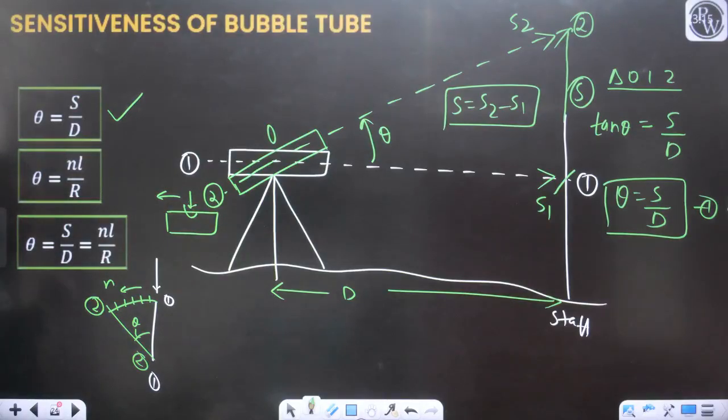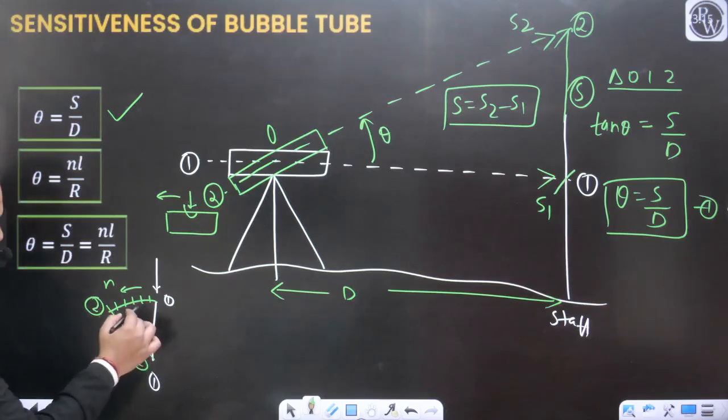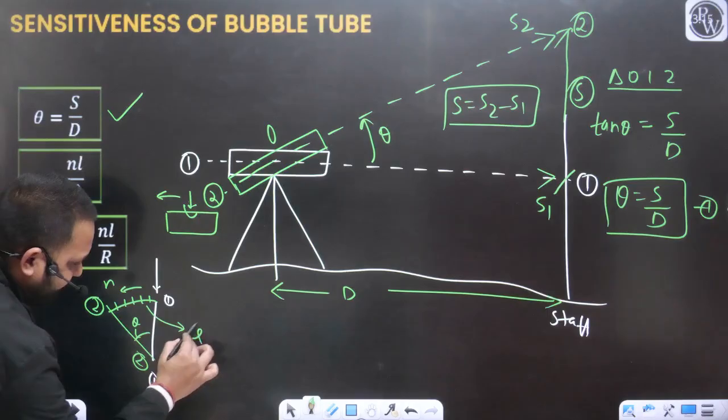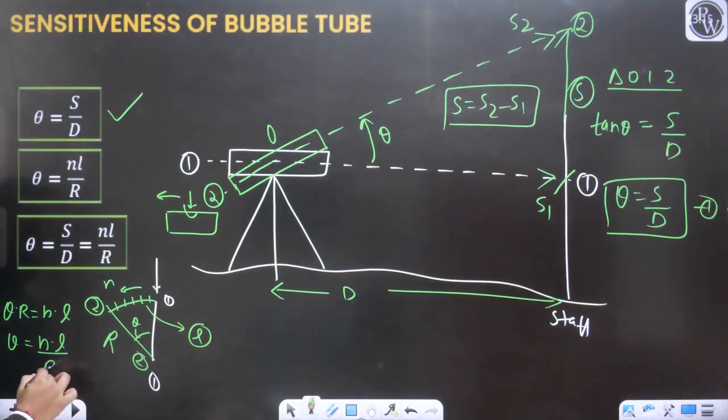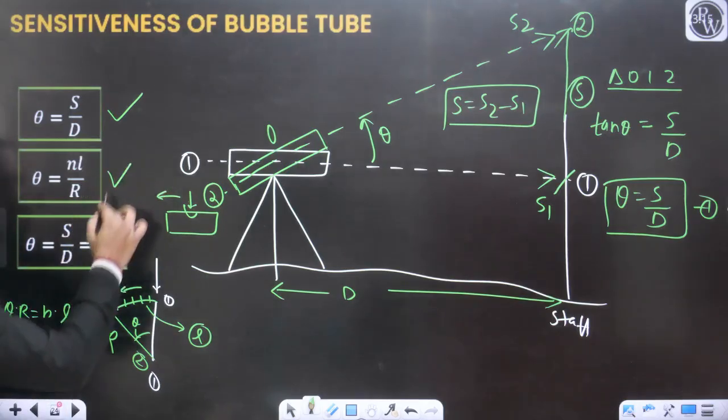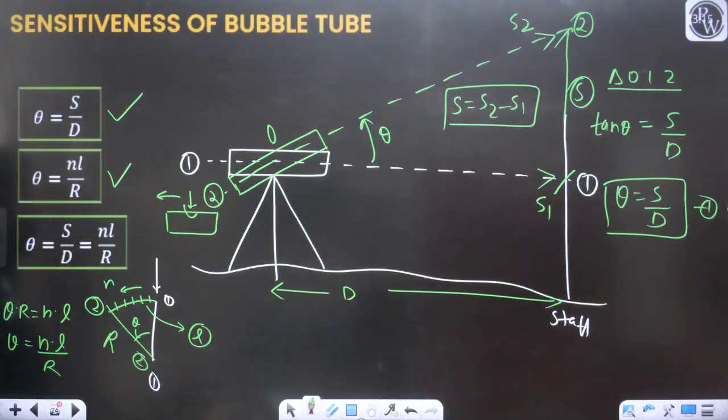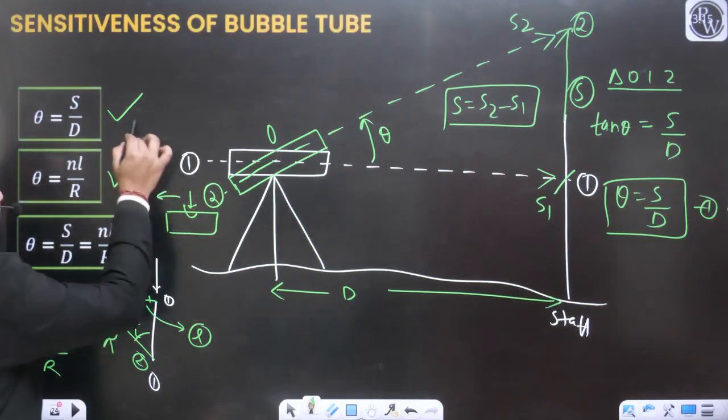Yes or no? Similarly, let's say one division of this bubble tube has a distance of L, and R is the radius of curvature of the bubble tube. So can I say this theta into R will be equal to N into L? From this diagram, can I write this theta into R will be equal to N into L? So theta will be equal to NL by R. Yes or no?